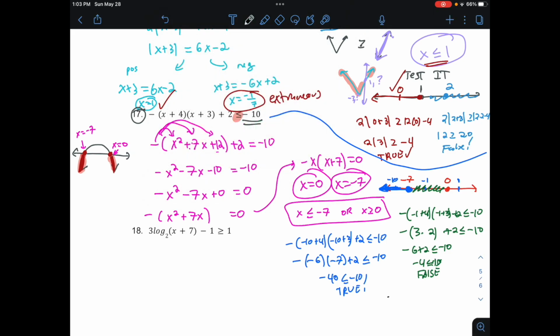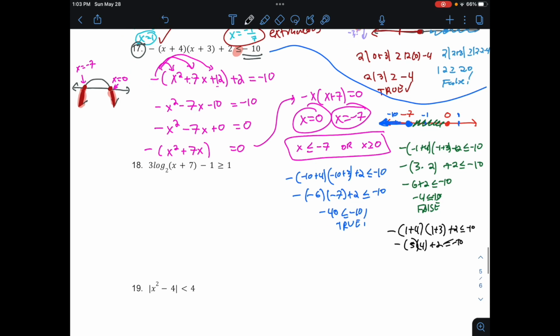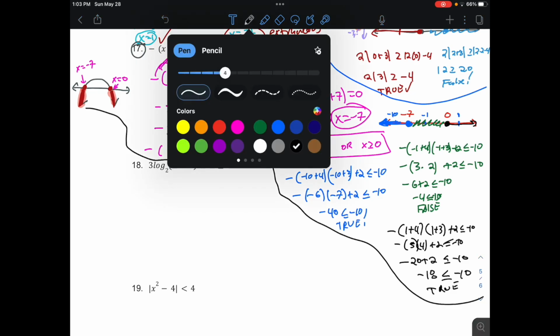And then last but not least, we'll plug in 1 plus 4, 1 plus 3, plus 2, less than or equal to negative 10. So this turns into 5, 4, plus 2, negative 20 plus 2. Man, I hope this is useful for somebody. And that's true. Okay, so this part works. So I want x less than or equal to negative 7, x greater than or equal to 0. Boom, our thinking was valid, and we're happy. Run a little low on space here. Let's draw a little line, cut that off there. Yahoo.